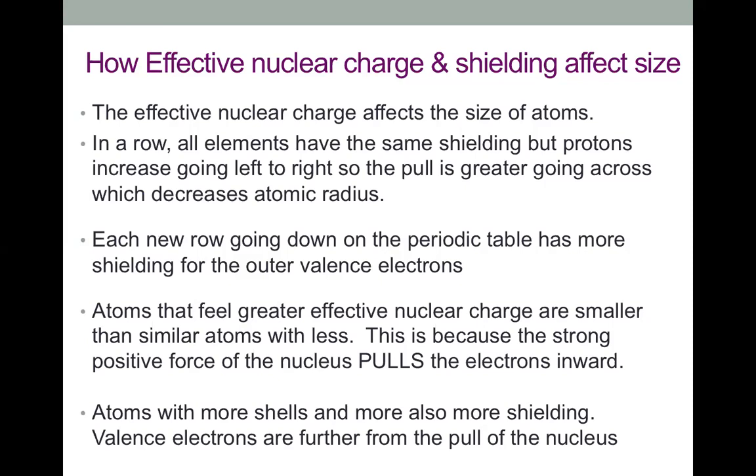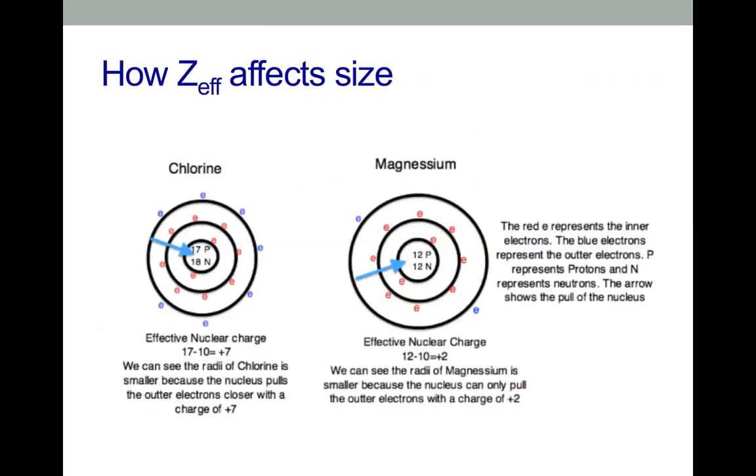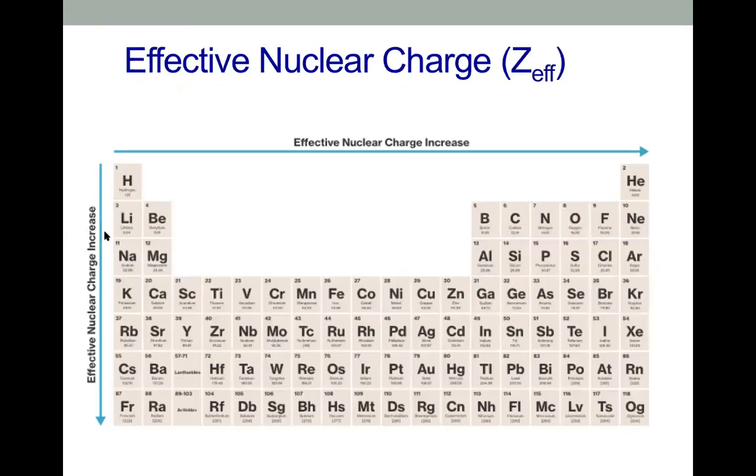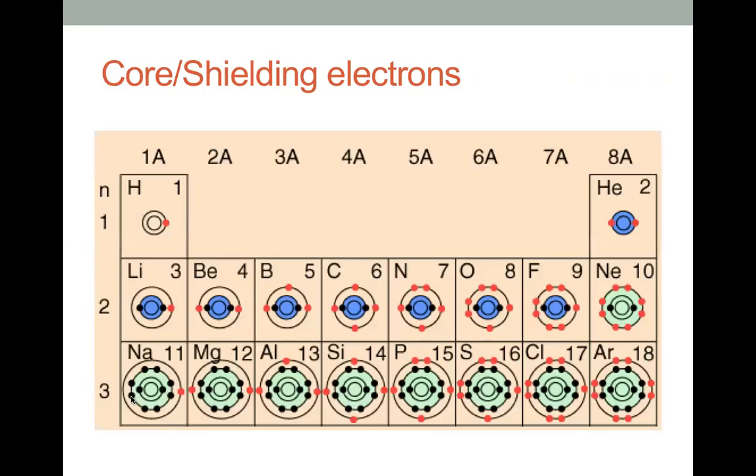Every time you add a new shell, those valence electrons are getting farther and farther away from the nucleus, and so they're feeling less of the pull of the nucleus as you get further from it. As a result, it allows them to spread out even further. And so as you go down a column on the periodic table, you're going to increase in size, because you're adding a new shell every time. So here we see 2 shells, here we have 3 shells, and then 4 shells and so forth.